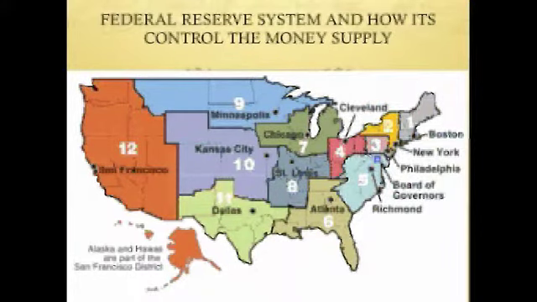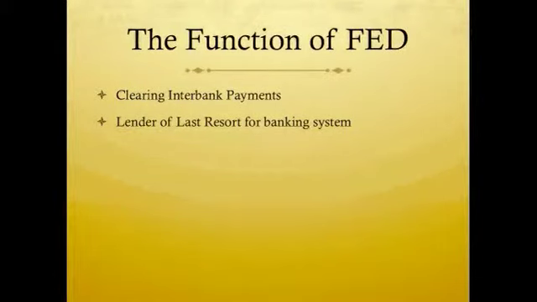The United States is divided into 12 Federal Reserve districts, each with its own Federal Reserve Bank, and each carries out the rules, regulation, and functions of the central system in its district and reports to the Board of Governors on local economies. The functions of the Fed are, first, clearing interbank payments, and second, acting as lender of last resort for the banking system.